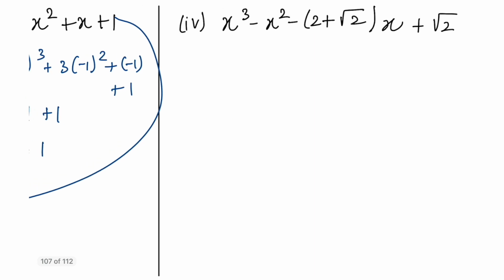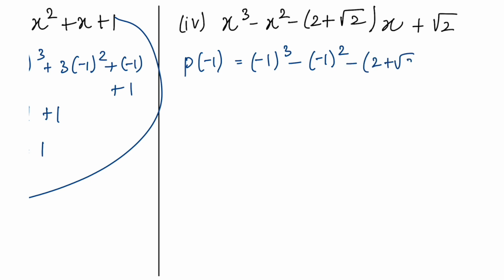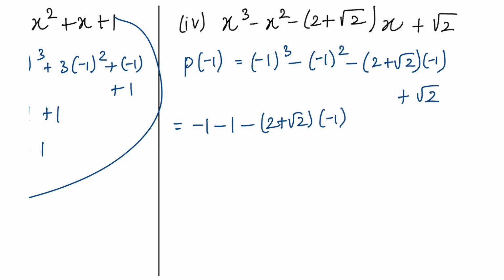Moving on to the last subdivision of this question. Again the same process, p of minus 1, that is equal to minus 1 cube minus 1 squared minus 2 plus root 2 into minus 1 plus root 2. Minus 1 cube is minus 1, minus 1 squared is plus 1, but we have a negative sign outside, so that comes out to minus 1 as well. And then we have minus of 2 plus root 2 into minus 1 plus root 2.